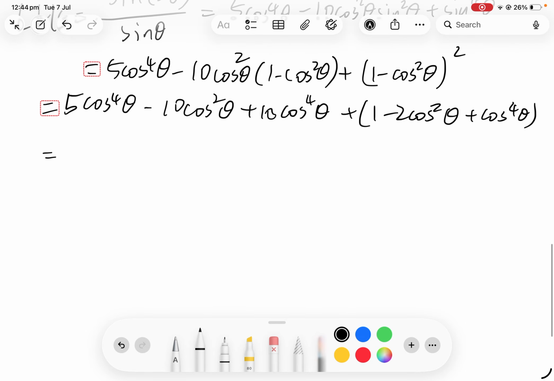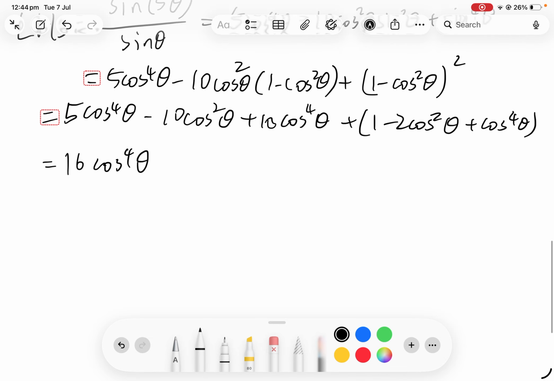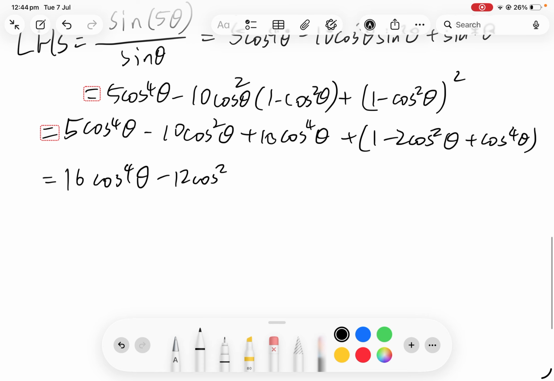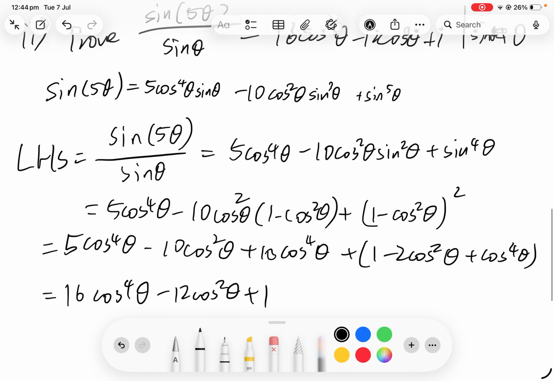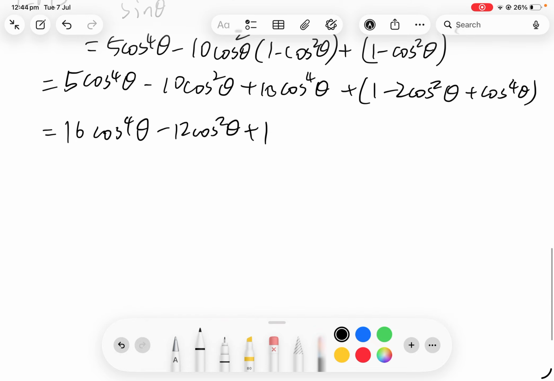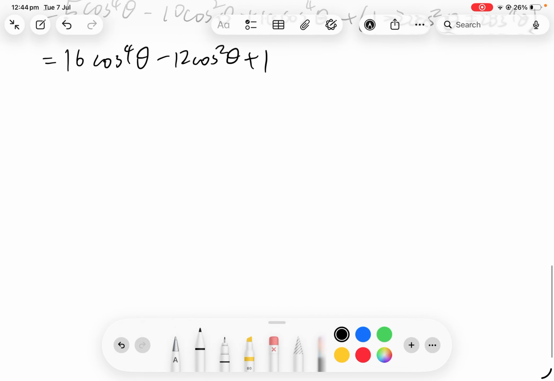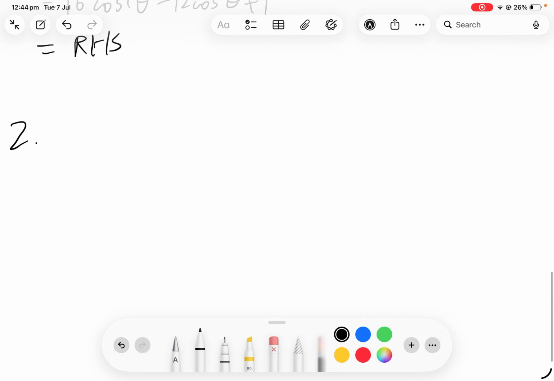Okay, that's just 16 cos 4 theta, as there's one right here, and then we take 12 cos squared theta plus 1. And that is exactly the answer we want. Yes, it equals the right hand side, and that's done for this question. Now we'll move on to the second question that has like 8 parts, 7 parts actually.